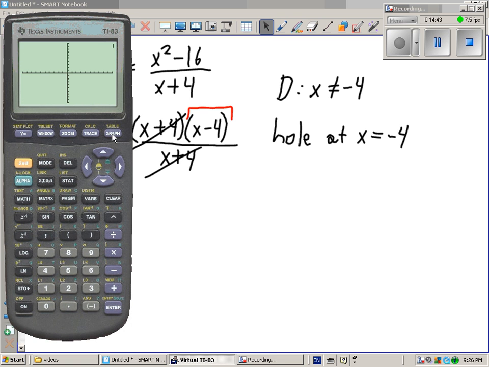If we graph this, lo and behold, it looks like a straight line, but it's deceptive. Use my calc menu, find out the value when x is equal to negative 4, and sure enough, x is equal to negative 4, y is nothing. There's no y value there because there's an actual hole in my graph. You just can't see it because the resolution on the TIs is not that great.